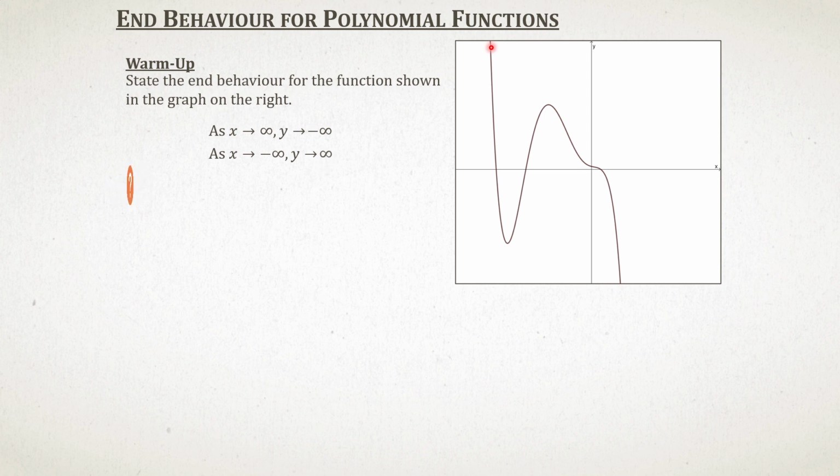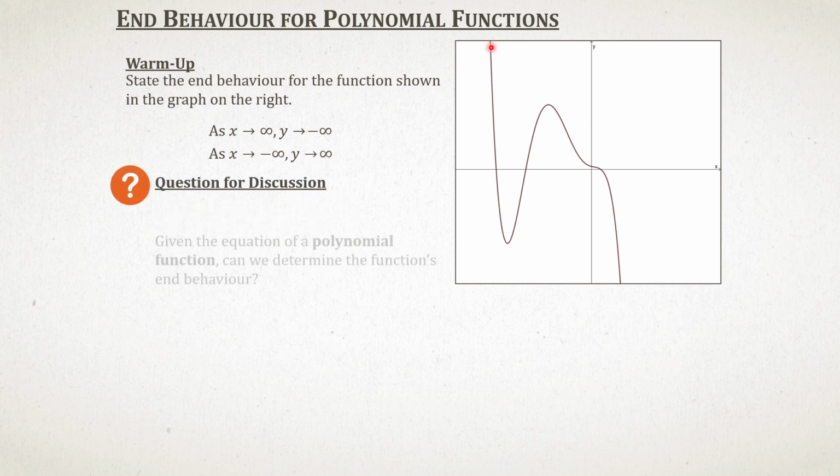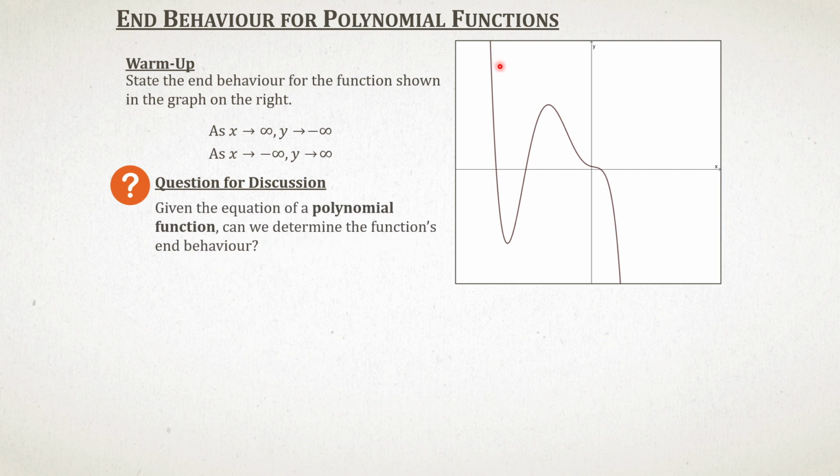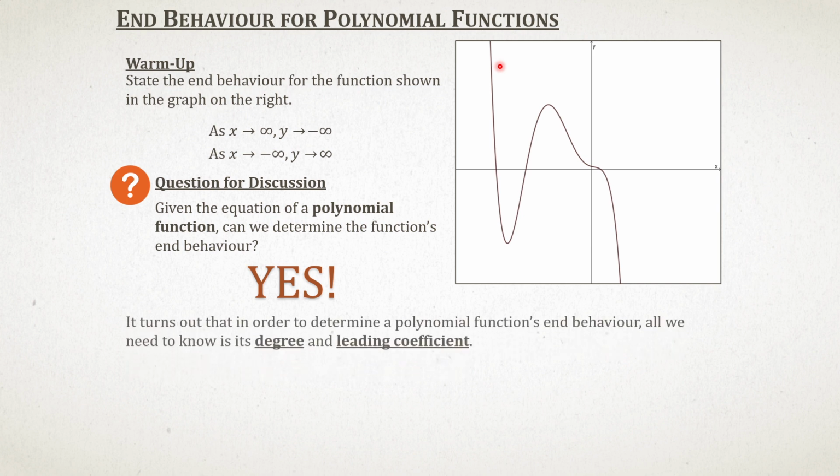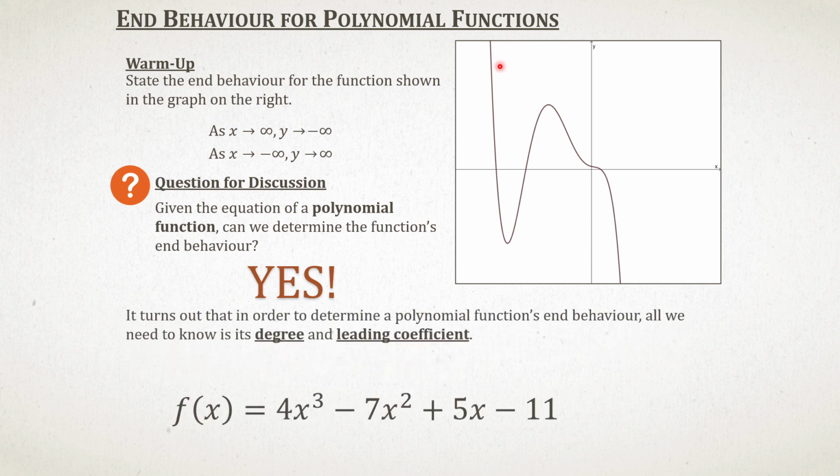Now, a question, something to think about. If we were just given the equation of a polynomial function, would that be enough to determine the function's end behavior? Turns out it actually is. And we just need to know two pieces of information about the function. One of those pieces of information is the degree. Now remember, the degree of a polynomial function is the highest exponent on the variable, which in our example here is x. So this is a degree 3 polynomial function here.